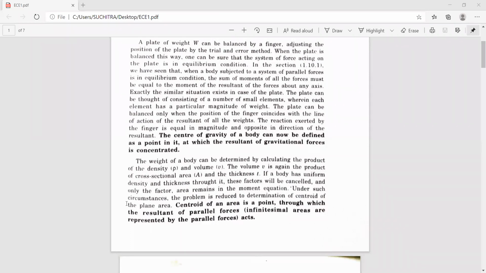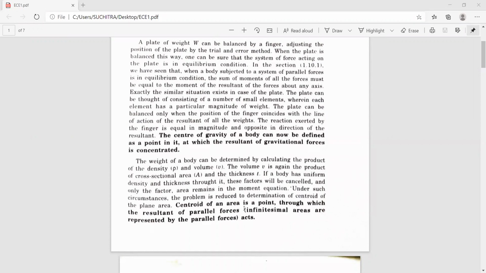So centroid of a plane area is nothing but its geometric center. Geometric center of any type of area, whether it may be a rectangle, a triangle, a circle, a quarter circle, a sector of a circle, or a semicircle, whatever may be the shape of the figure. So we are going to consider the body as having the same density and uniform thickness. Only we are going to consider the area.